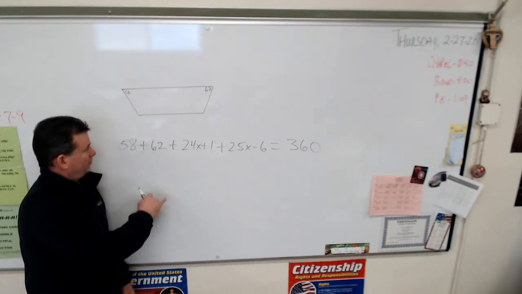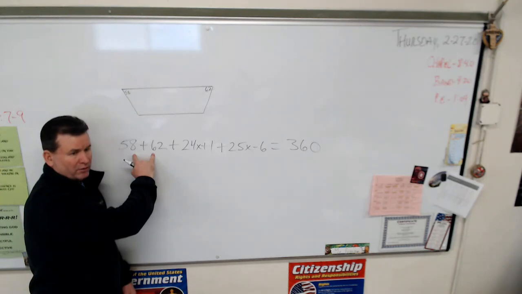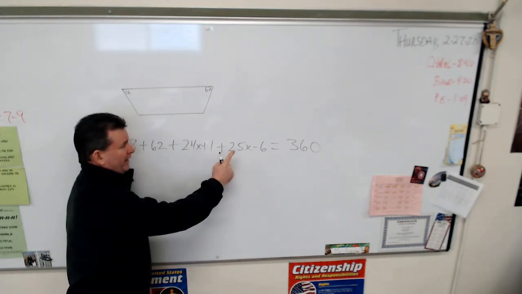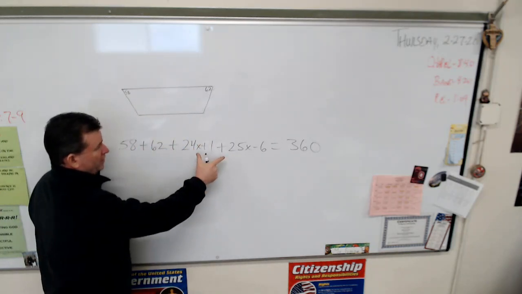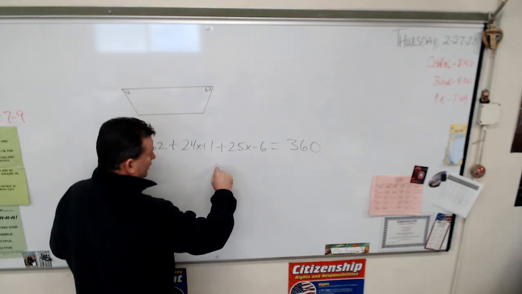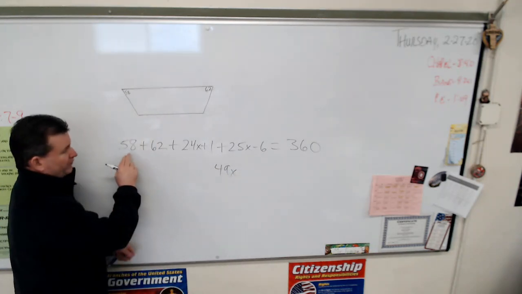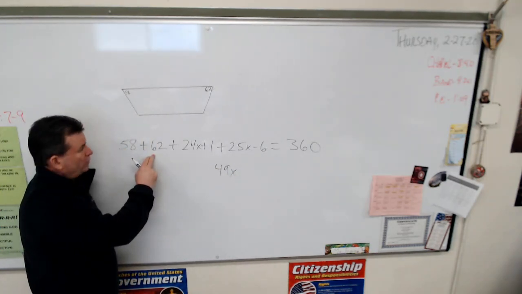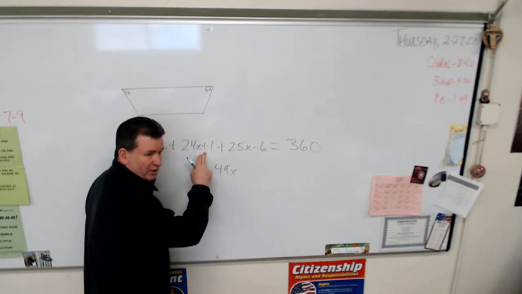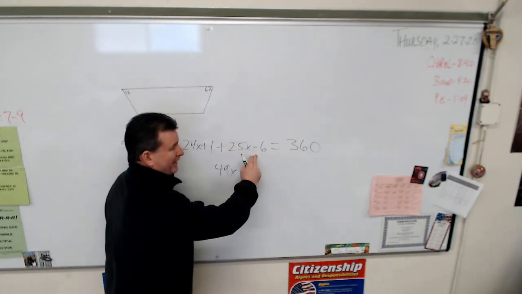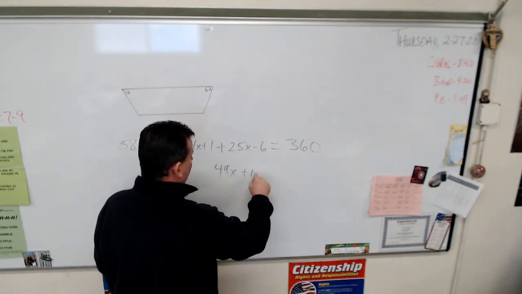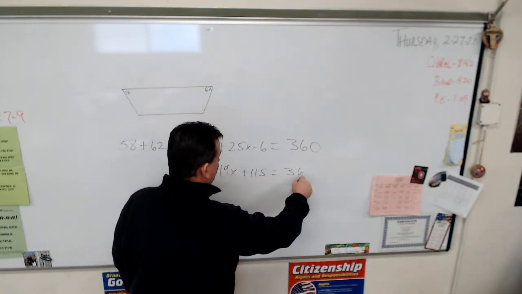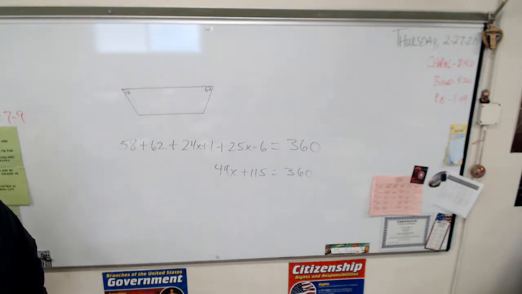Combine like terms. No variable, x term, x term, constants, just regular numbers. I'm going to put the x terms together and get 49x. 58 plus 62 is 120, plus 1 is 121, minus 6, positive 115. That all equals 360. I'll stop there. That makes sense.